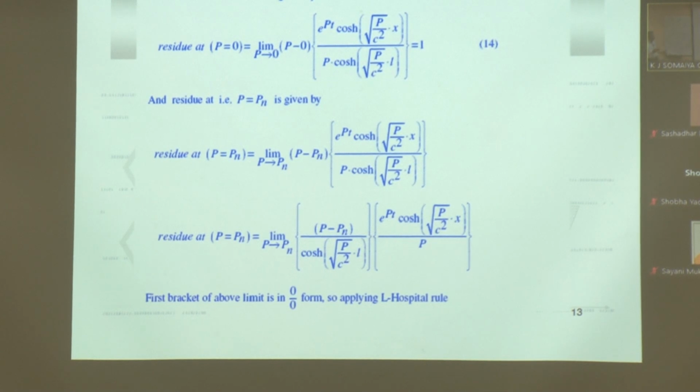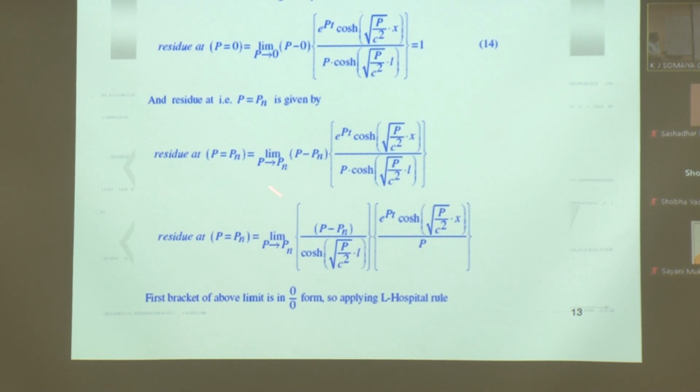So find the residue. Again, our day-to-day technique is applicable: I will take the limit p tends to 0 of p minus 0 into that particular expression. On solving this, I will get the value 1. Now for p equals pn, again for the residue at p equals pn, I will apply the same formula: limit p tends to pn of p minus pn upon this.